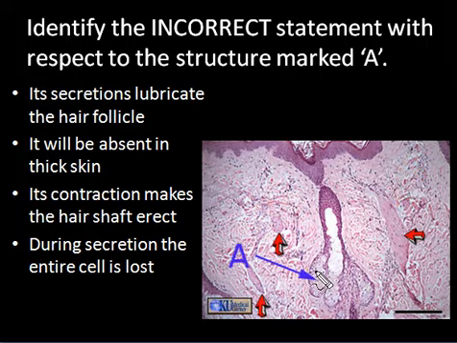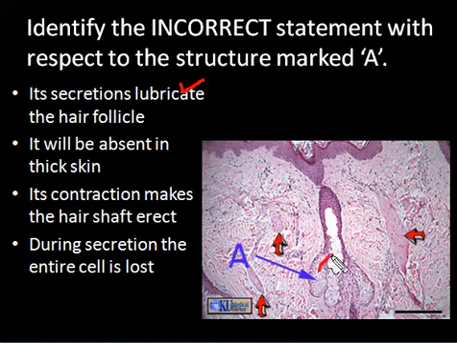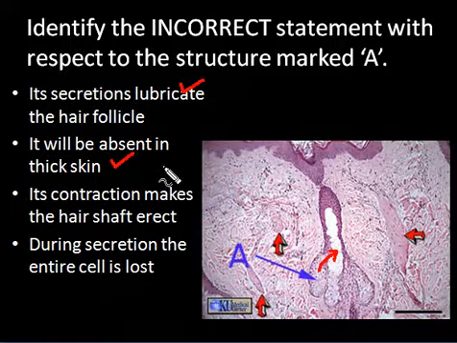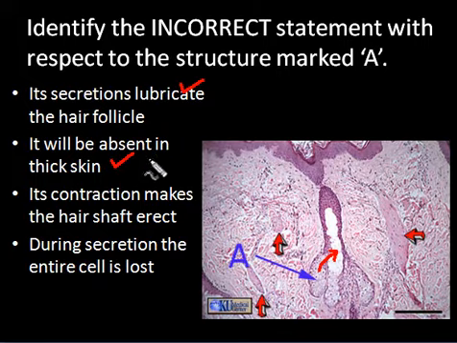So now let's look at the possible choices. Its secretions lubricate the hair follicle. This is a true statement. That's why this is always seen very close to a hair follicle, because when it secretes, the secretions pour into the hair follicle and lubricate it. It will be absent in thick skin. This is also true because hair follicles are absent in thick skin, and sebaceous glands therefore are also absent in thick skin, for example in the palms and soles of the feet. So therefore this is correct.